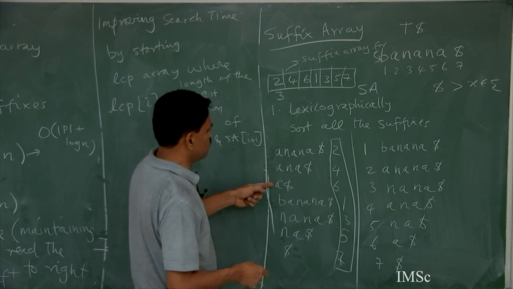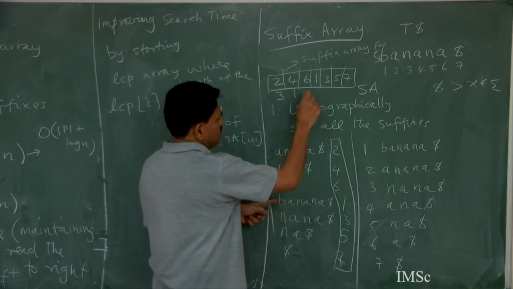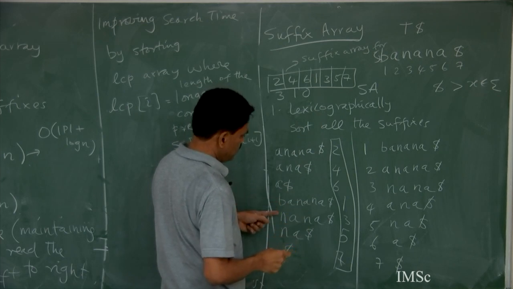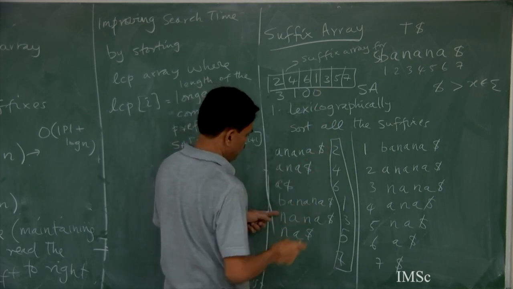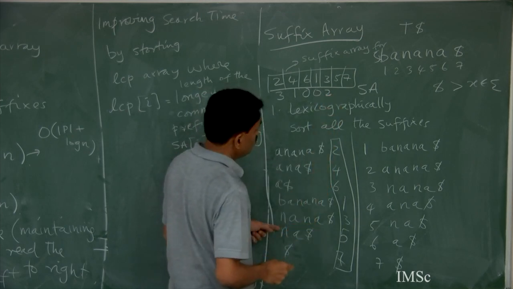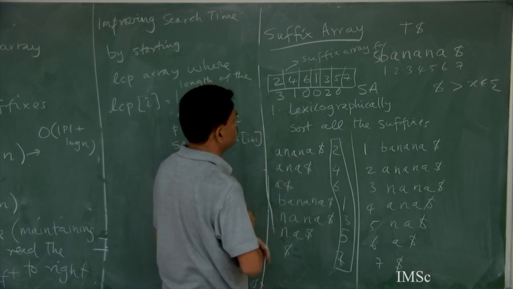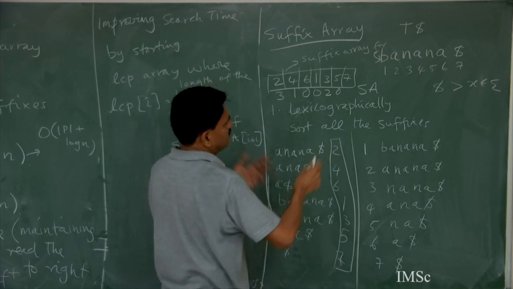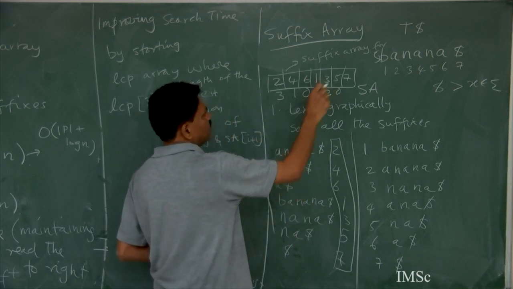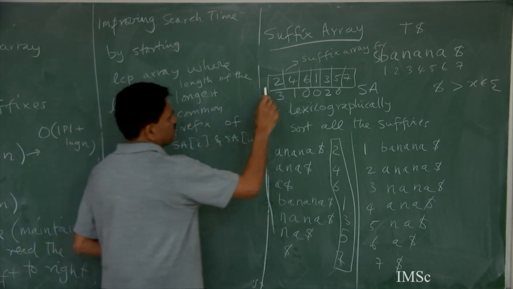Between these two, the length is 1, 4 and 6. Between A and B, it's 0. Between these two, it's 0. And between these two, it's 2. And between N and $, it's 0. So, it is of length N minus 1. So, I compute it and store it.